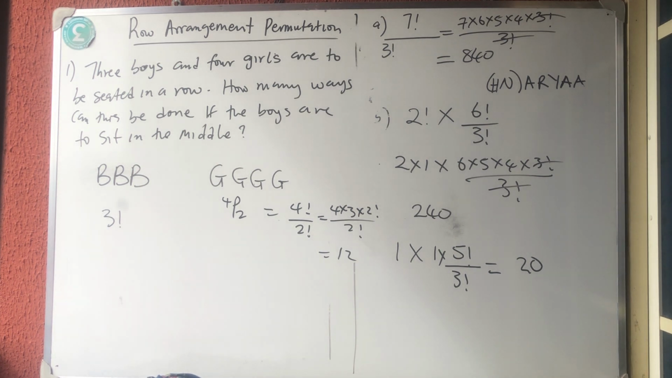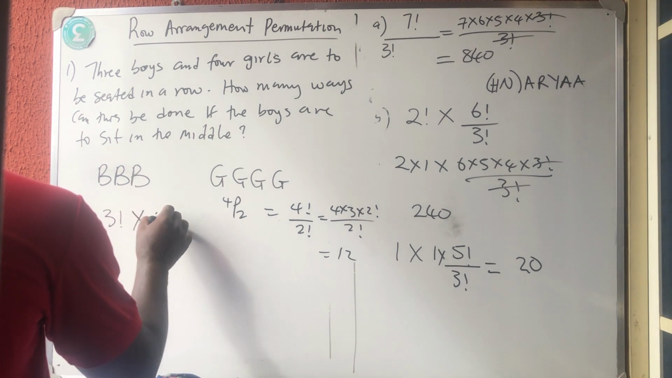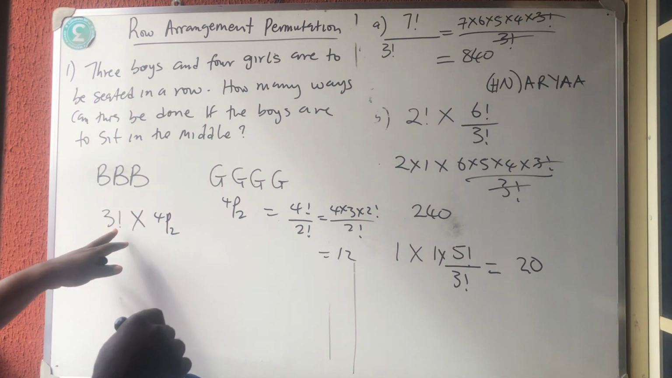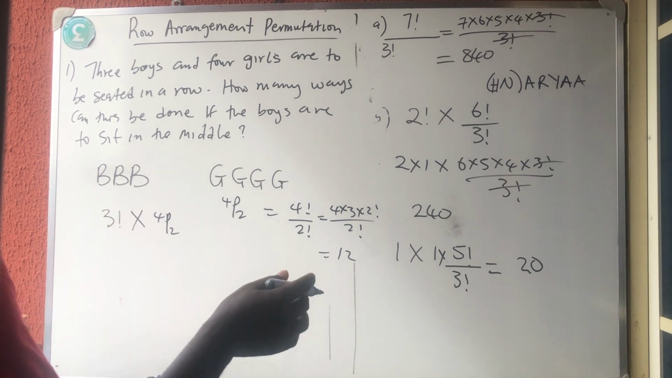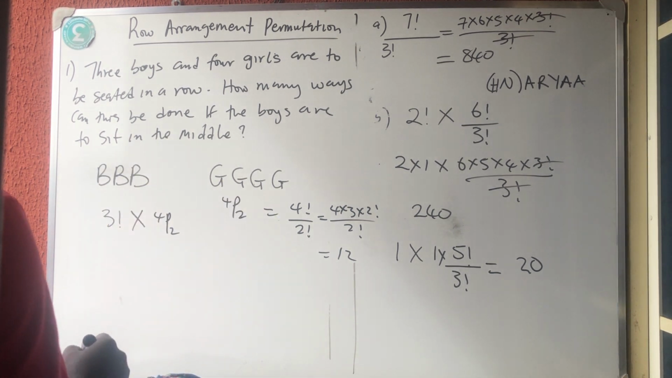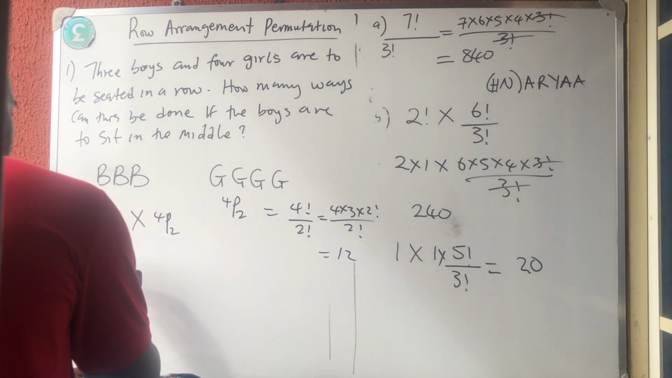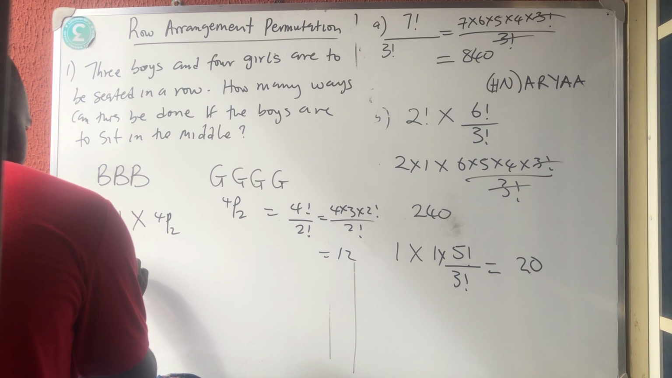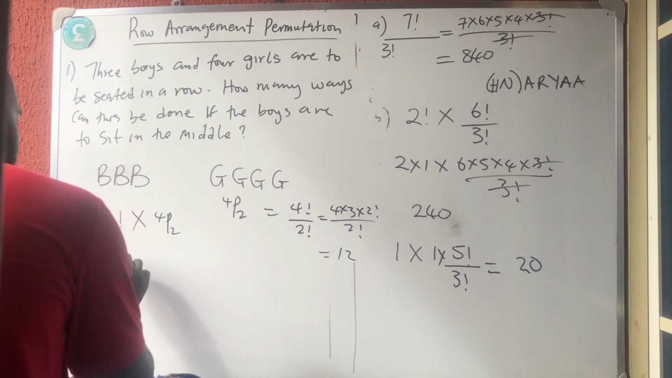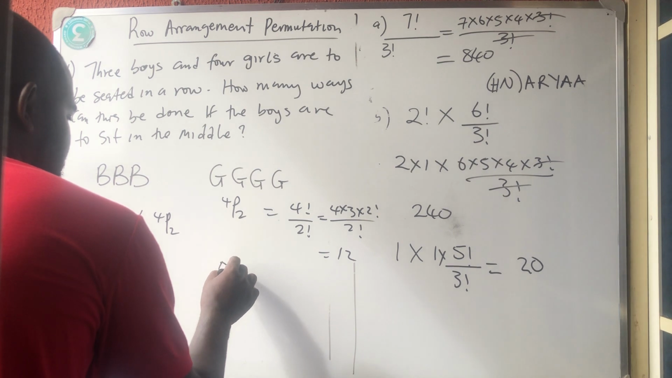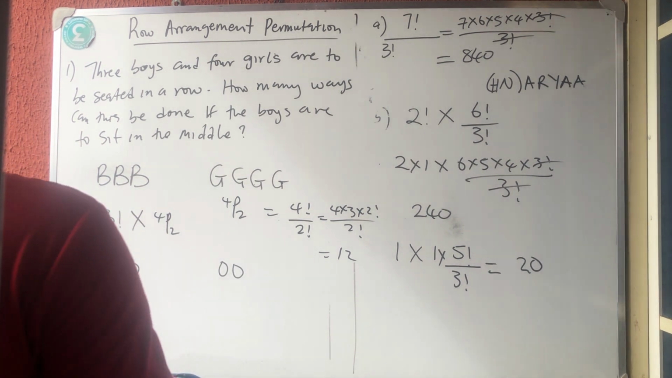But if you don't want to do it that way, there's another way we can do it. Let's just take it like that, times 4 permutation 2. So the boys are in the middle, and the 4 girls can be arranged in the 2 seats left for them. Look at what I'm trying to say. We have 2 seats here for the girls, 2 seats here for the girls, and there are 4 of them.